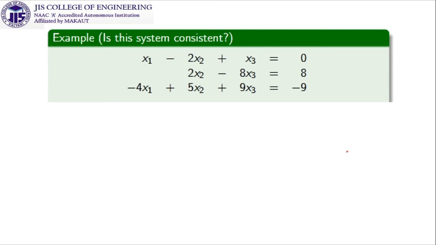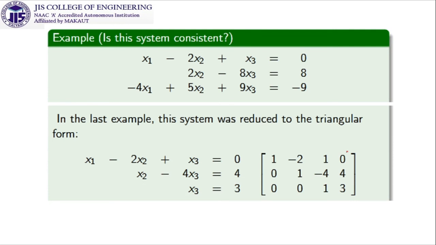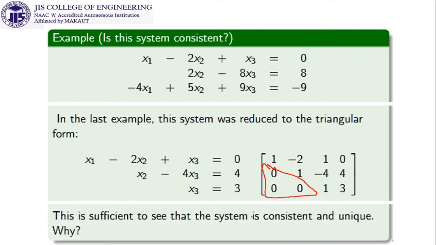Now the next question is, is this system consistent? Look at this. What we see in the last example, I am taking the same example over here. The system is reduced to the triangular form. Look at this. If you just concentrate on this part, it is all 0 and the principal diagonal is there, and the upper part of the principal diagonal is having some elements which are not equal to 0, but it is guaranteed that the lower part of the principal diagonal is 0. So it is a triangular form. Now this gives us the confidence, or it is sufficient, that the system is consistent and unique. Why consistent and why unique?